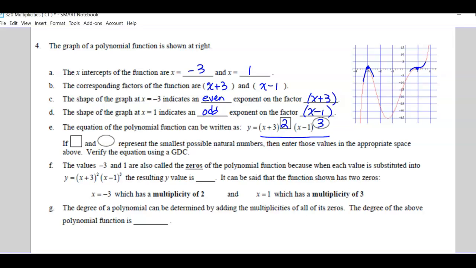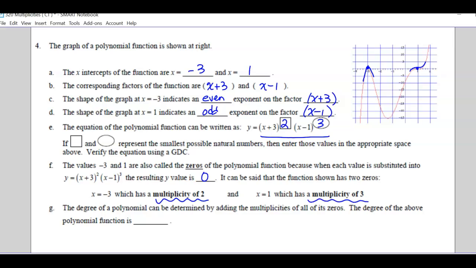You can verify with your calculator on your own. Those values of -3 and 1 are called the zeros of the polynomial function because when each value is substituted in, the resulting y value is 0. It can be said that the function shown has 2 zeros, -3 with a multiplicity of 2. So this is new terminology that you now have to use. Another 0 is 1 with a multiplicity of 3.